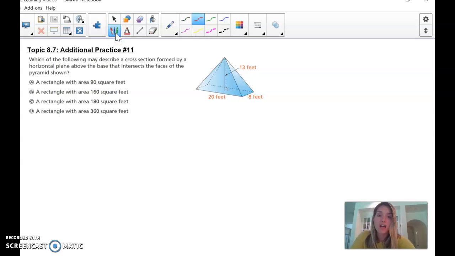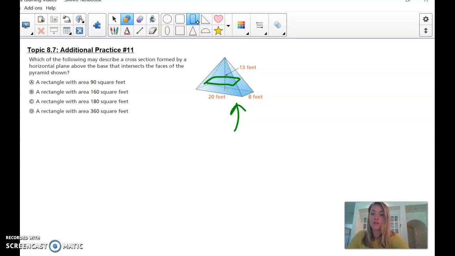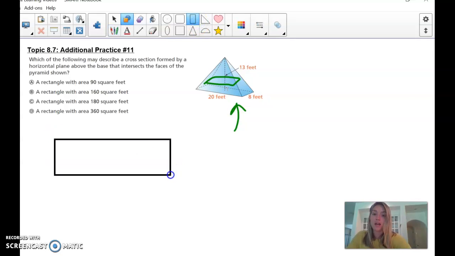So if I intersect this pyramid, I'm going to create some sort of shape that goes along that line, like that. That shape is going to be the same shape as this base right here, so it ends up being a rectangle. It looks like that, okay? So, formed by a horizontal plane above the base that intersects the faces of the pyramid shown, it's going to intersect all of those faces.